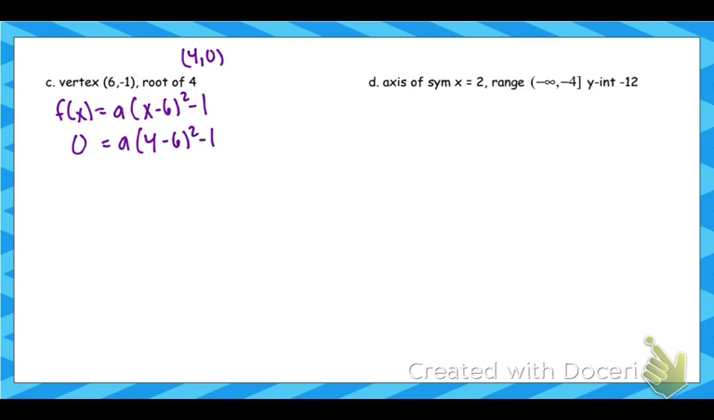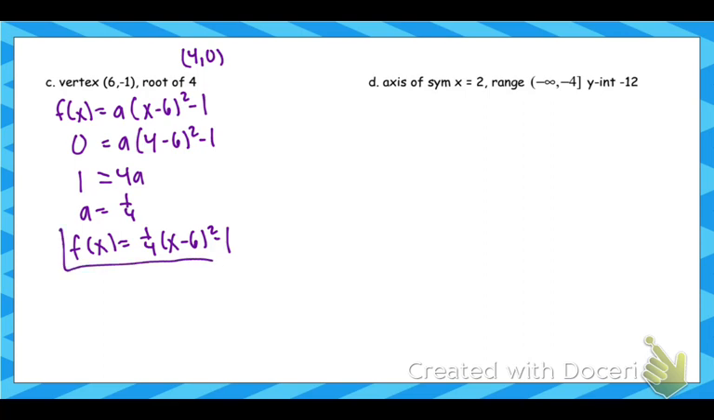And then just solve for a. So add 1. 4 minus 6 squared is 4. A is 1/4. And don't just box a is 1/4. Remember, we're trying to find the equation. So we do need to go back and fill in that whole thing.